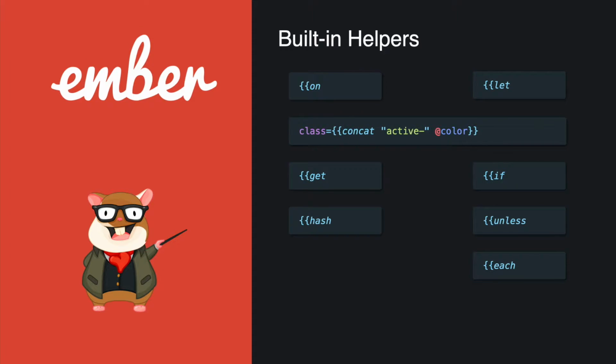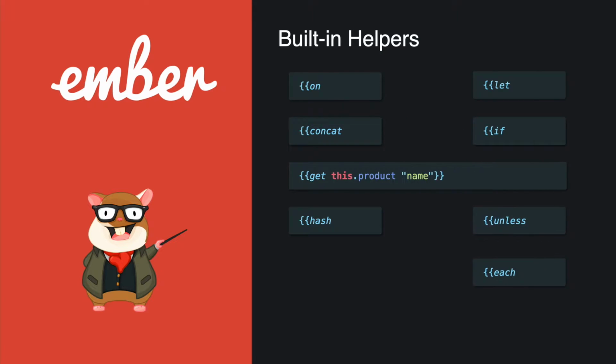Concat is an Ember helper to help you concatenate multiple strings. For example here, you can combine "active-" and then the variable that you pass, like the color in here. So it will be a whole string and be passed into the class attribute.